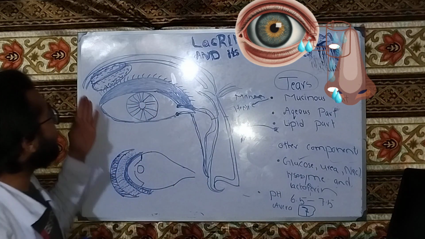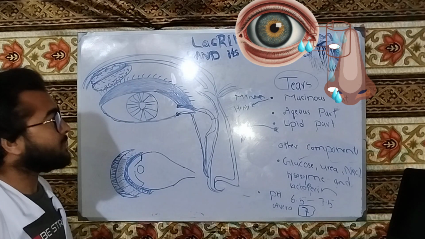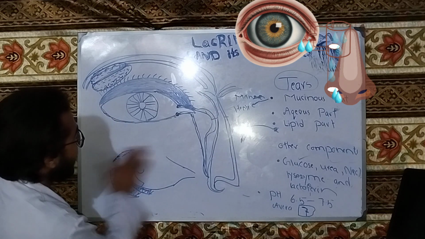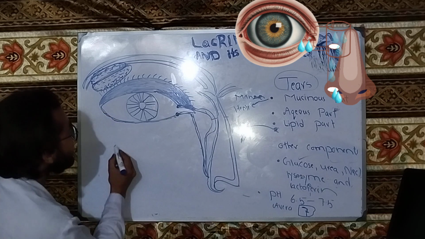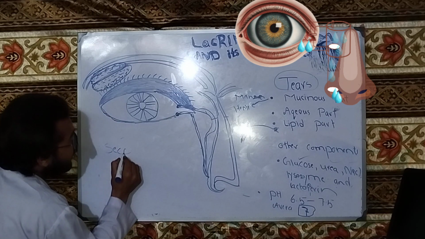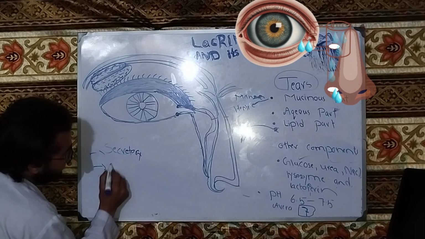Now we will come to the structure and anatomy of the lacrimal system. The lacrimal system is mainly composed of two components: the secretory system and the excretory system.